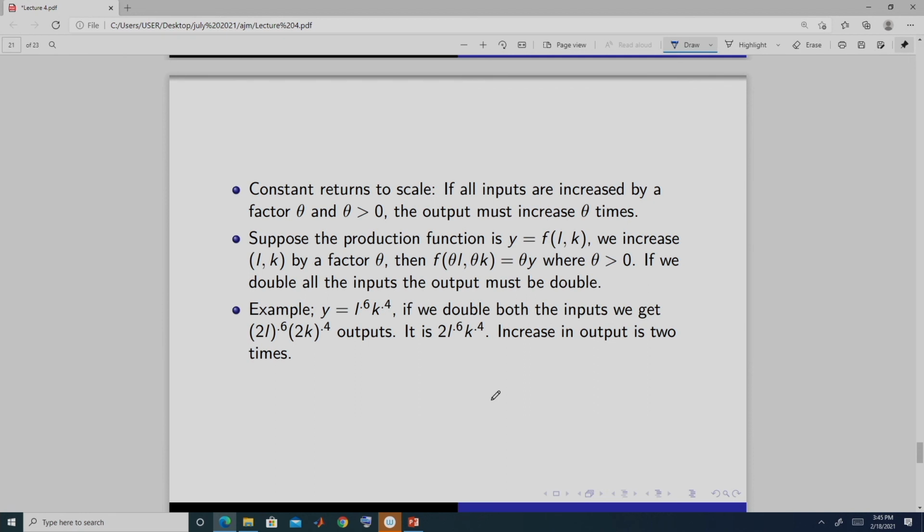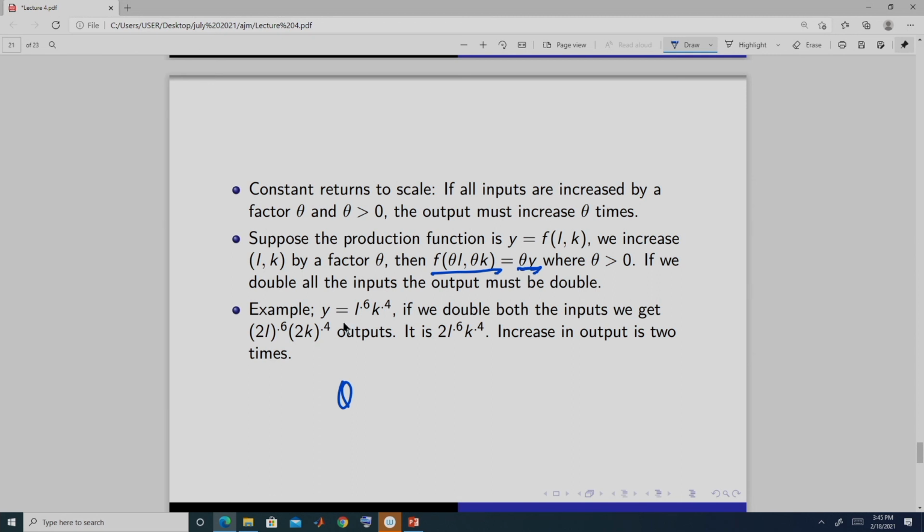Constant returns to scale says that if we change the inputs by a multiple theta, where theta can be any positive number, then output should also change by only that theta factor. That is, if we increase all the inputs by a multiple of theta, then the output should also increase by only that multiple, theta.